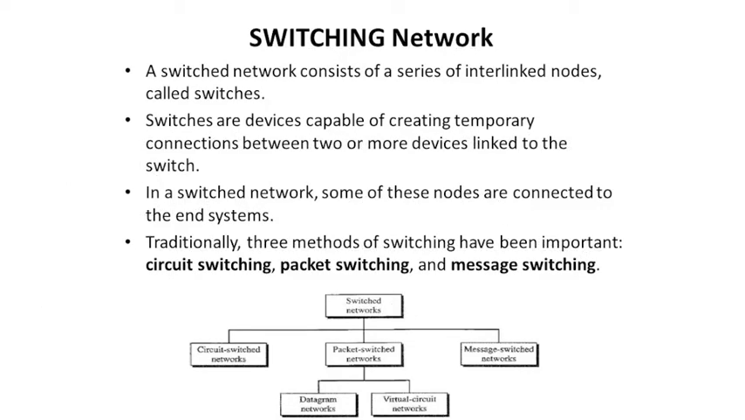What is a switching network? A switching network consists of a series of interlinked nodes called switches. The switches are devices capable of creating temporary connections between two or more devices linked to the switch. In a switched network, some of these nodes are connected to the end systems. Traditionally, three methods of switching have been important: circuit switching, packet switching and message switching.